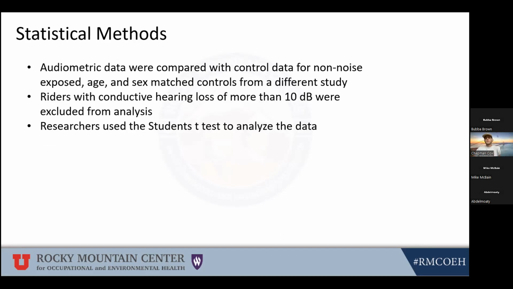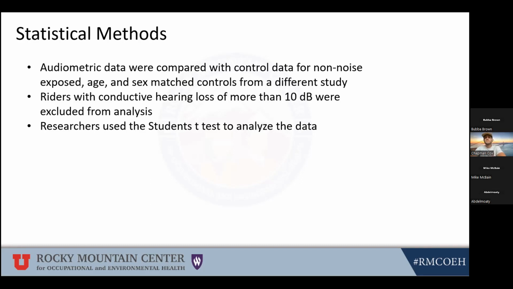Then we get to the statistical methods. So they compared their audiometric data that they gathered on these individuals with a control group. Since all 44 of the riders included in the study were males, that's who they were comparing them with: males at around 30 years old, because the median age of this population was 28 years old. So they were comparing it with a reasonable population, and they matched them by age and sex, and the controls were non-noise exposed individuals.